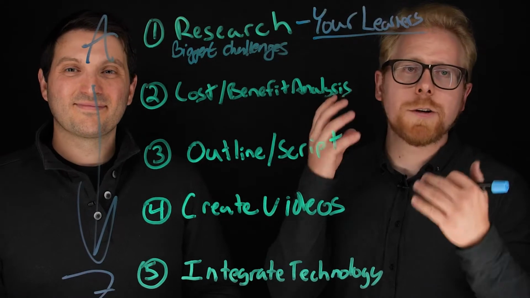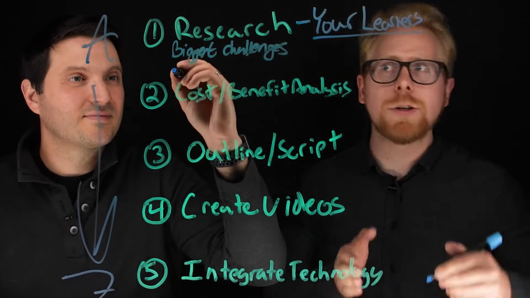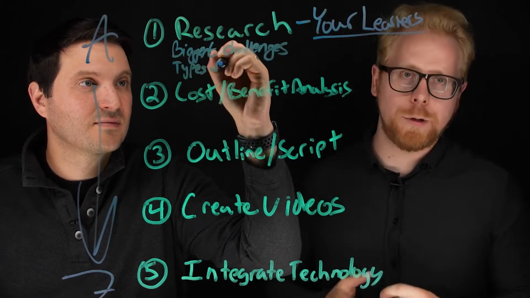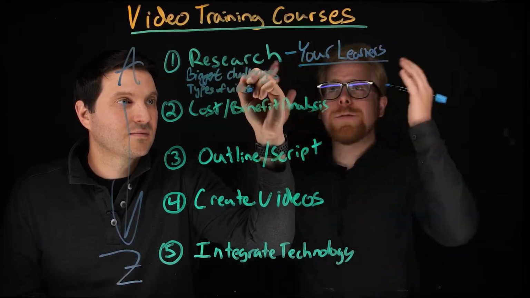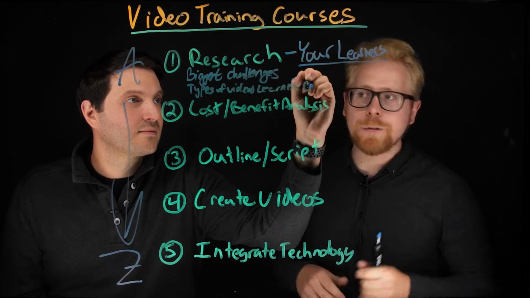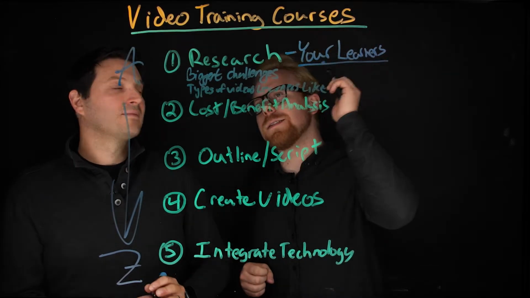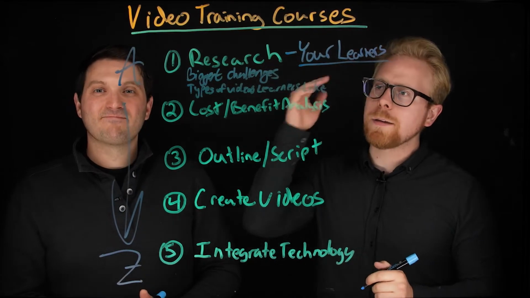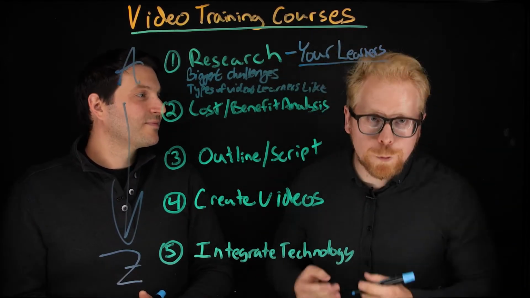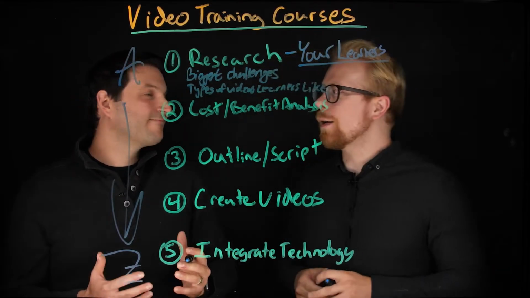Then what you want to do is figure out what types of videos your learners actually like and want to interact with. Once you figure out what your learners want, then it's time to put your business cap on, your financial cap on, and move on to step number 2, which is all about the cost-benefit analysis. Hector, what is the low-hanging fruit content that you can create video training about?